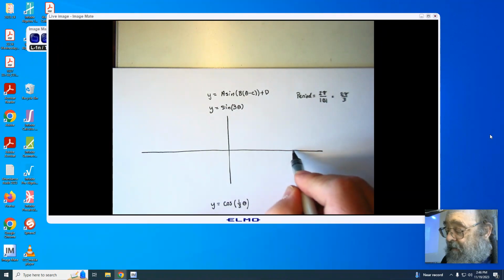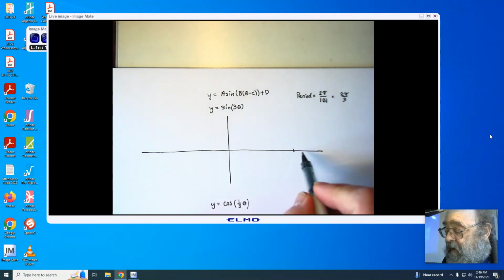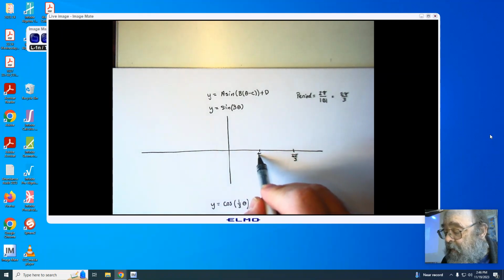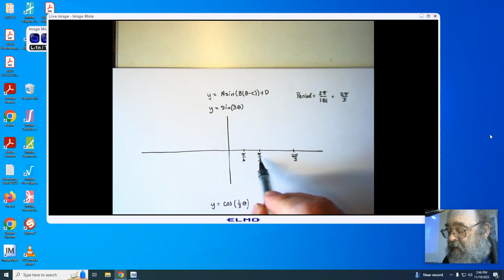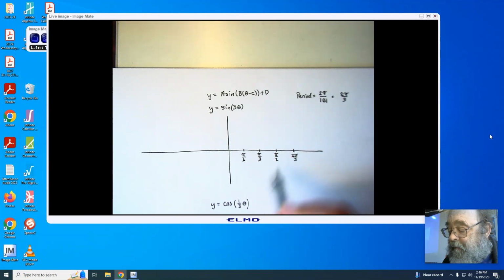So if we have a period that is 2 pi divided by 3 without a phase shift, we go from 0 to 2 pi divided by 3. We're now going to divide this into fourths. Half of 2 pi over 3 is pi over 3. Half of pi over 3 is pi over 6. And pi over 6 plus 2 pi over 6 will make 3 pi over 6, or pi over 2.